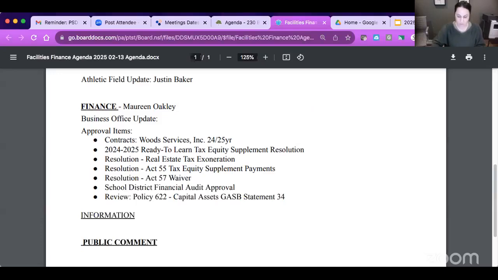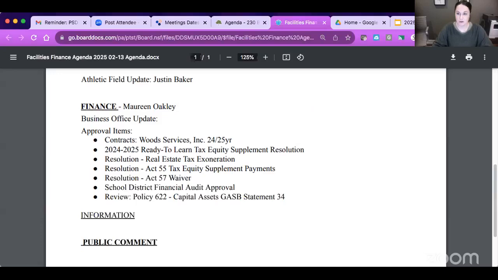The next item will be the acknowledgement of the financial audit, which Mr. Bieber reviewed with us tonight. And lastly, I just wanted to touch on policy 622. Mr. Boyer will be putting this through his policy committee next month. And this is the change that Mr. Bieber had spoken to us about tonight, the threshold for federal funds.